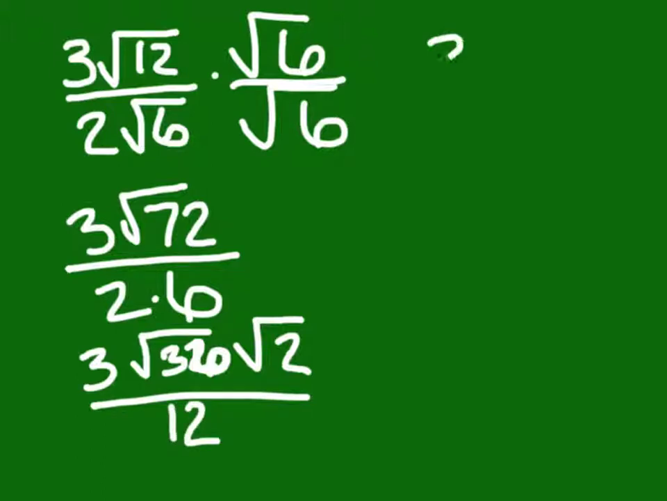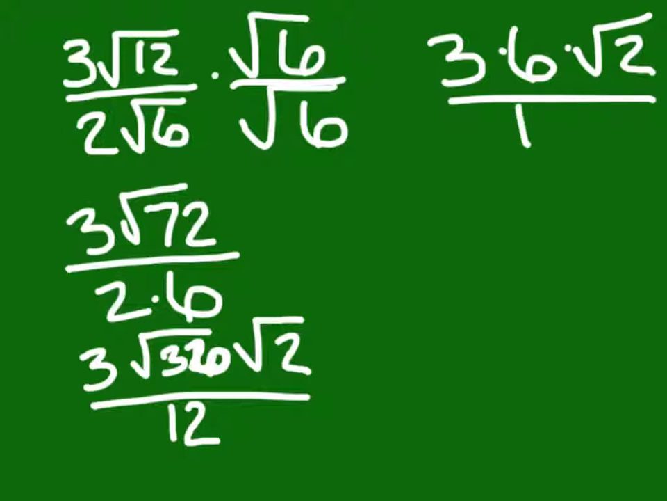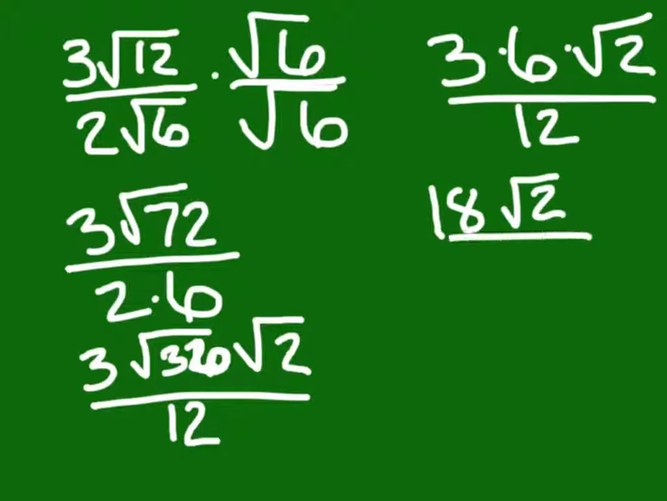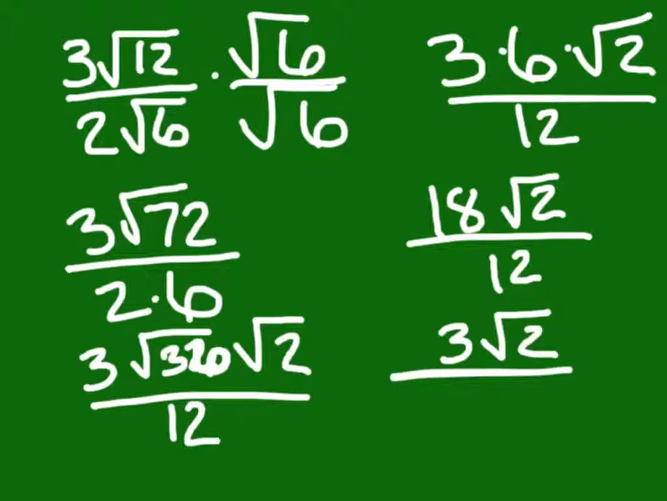So for the top part, we keep the 3. The square root of 36 is 6 times the square root of 2. All over 12. 3 times 6 is 18 times radical 2 over 12. 18 and 12 do reduce. 6 goes into both of those. 18 divided by 6 is 3. We keep the radical 2. And 12 divided by 6 is 2. So your final answer would be 3 radical 2 all over 2.